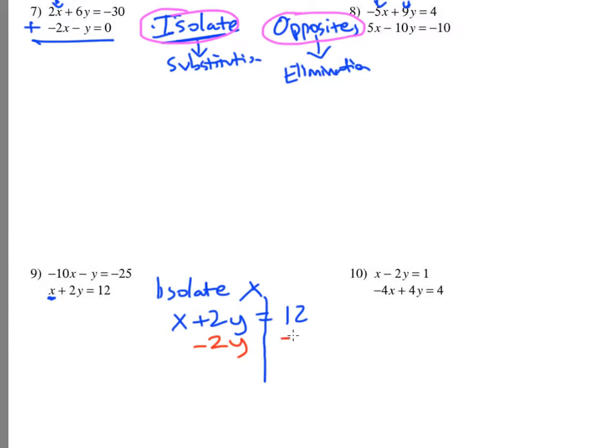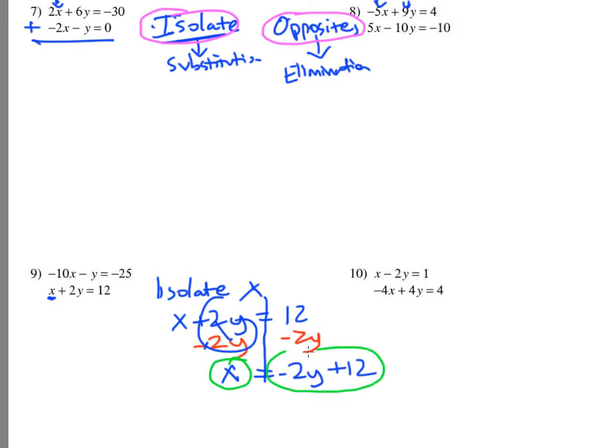You can subtract 2y from both sides. You'll get x equals, these are not like terms, so you get negative 2y plus 12. And look, you've got your twins now. X equals negative 2y plus 12. So you can plug that in to the other equation, right here. If you don't like that though, you can go with elimination. You can multiply to create opposites. I'm not going to force you to do one way or the other. You can multiply to get like 10 and negative 10, or negative 2, positive 2. You would do it that way.